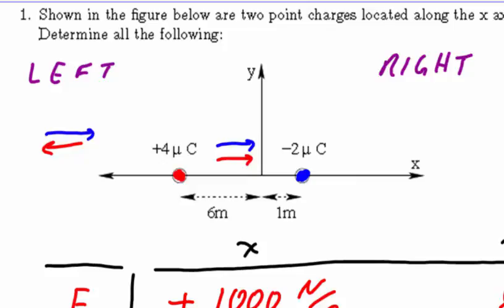Doing the same thing on the right, we'll see that away from the positive charge on the region labeled right is in the plus x direction, and toward the negative charge is in the negative x direction.